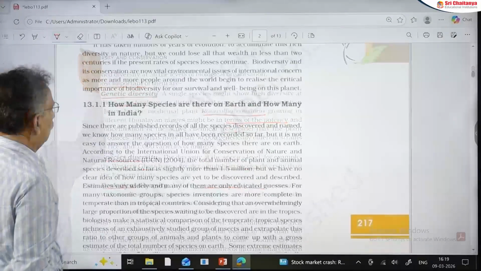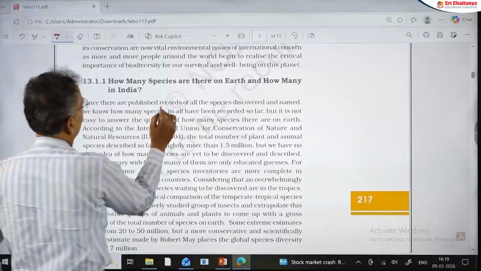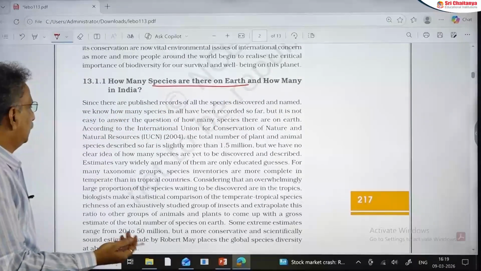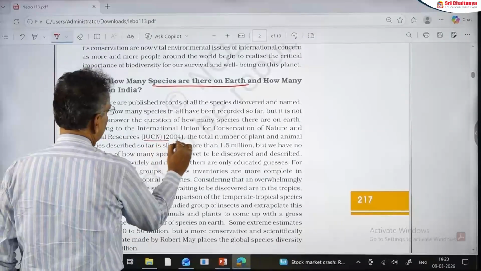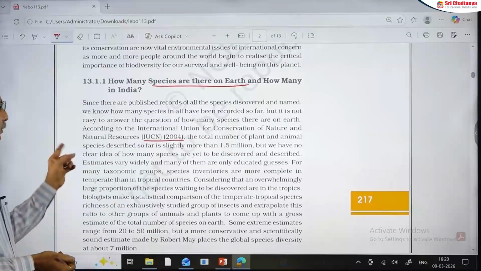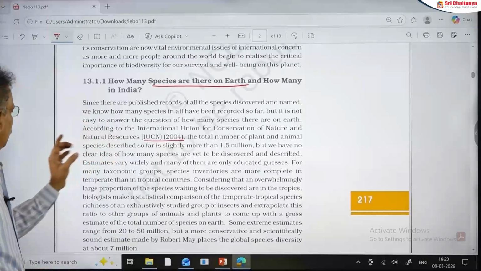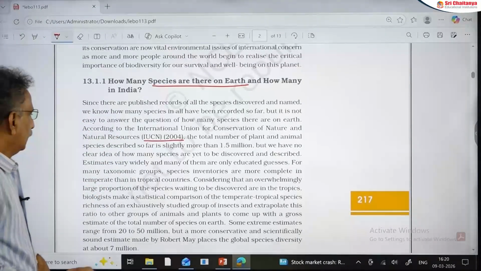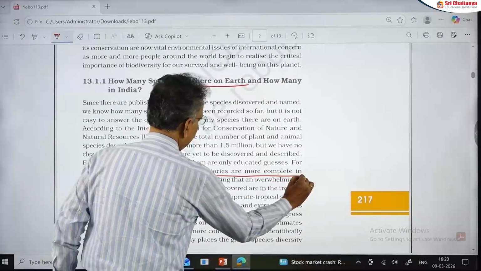Next, how many species are there on earth? Now this is the question: how many species are there on earth, and how many are there in India? As you can see, IUCN 2004 made the estimate that the total number of plant and animal species described is slightly more than 1.5 million, but we have no clear idea how many species are yet to be discovered. That's very common.